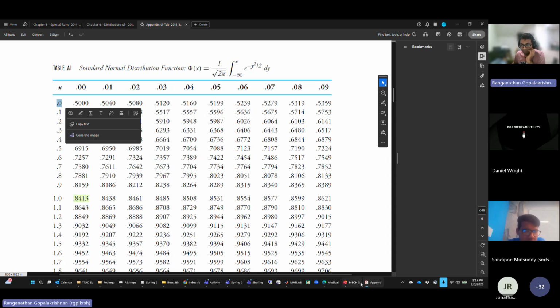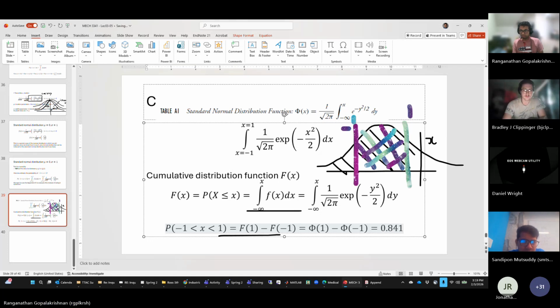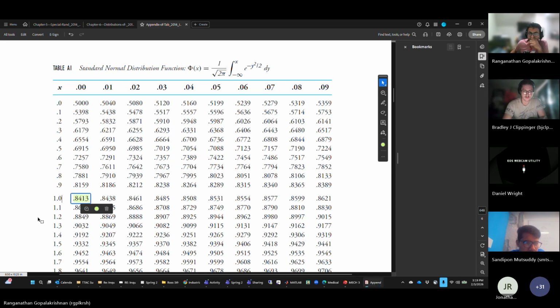So at least for phi of 1, we have the answer. It's 0.8413. That is this value here. Is everybody cool with that? For phi of 1, we have 0.8413. Yes. Okay, good.